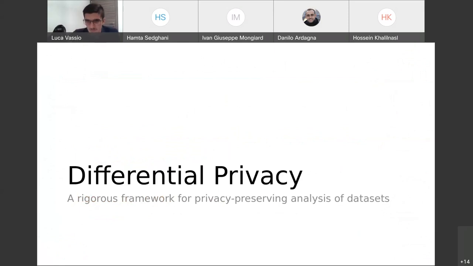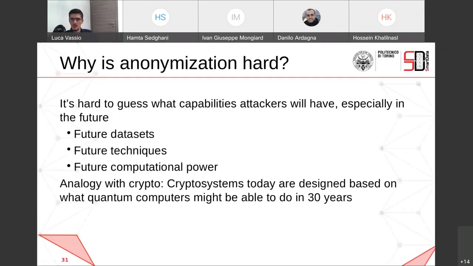Okay, what is the solution then? The solution is differential privacy. Or actually, it's not a solution, it's a different approach that solves many of the problems of k-anonymity. Differential privacy is a rigorous framework for privacy-preserving analysis of datasets.